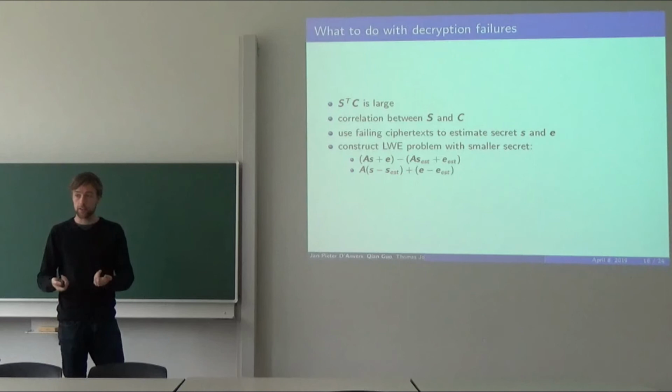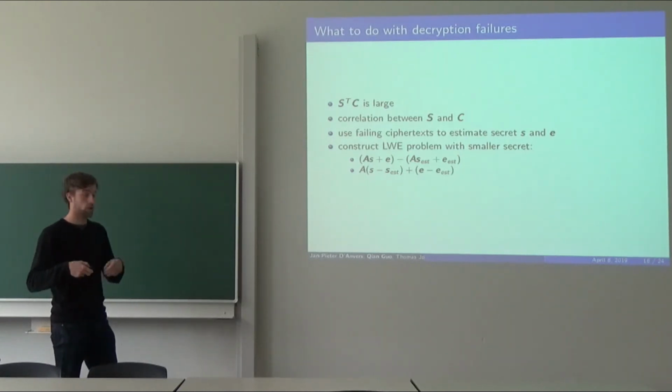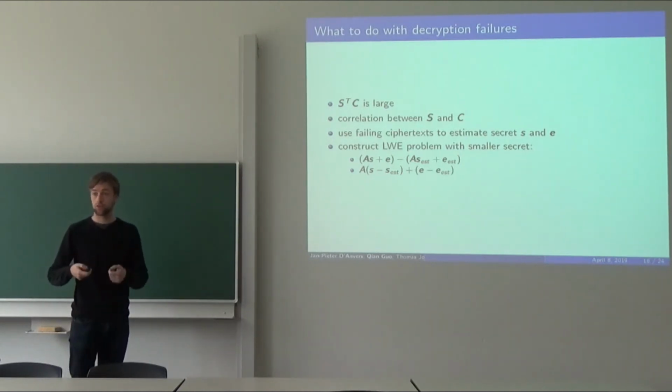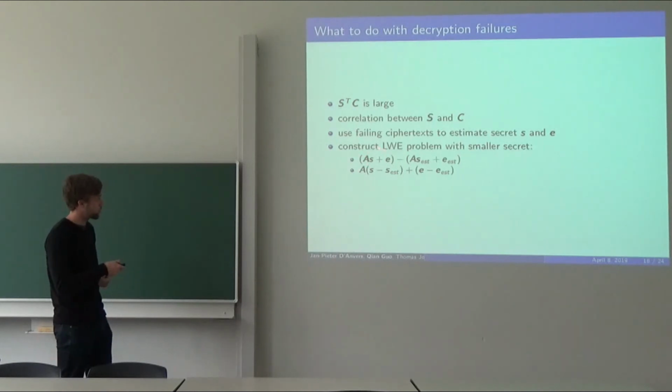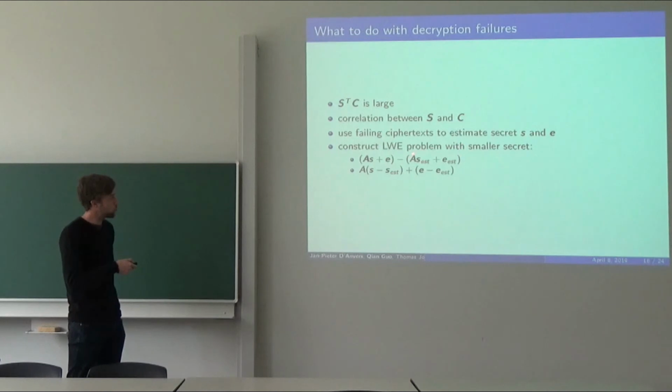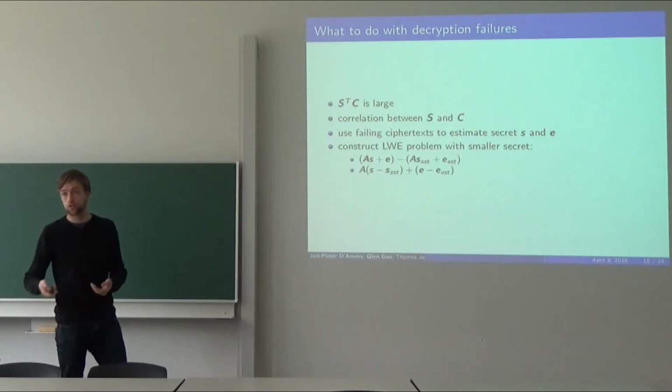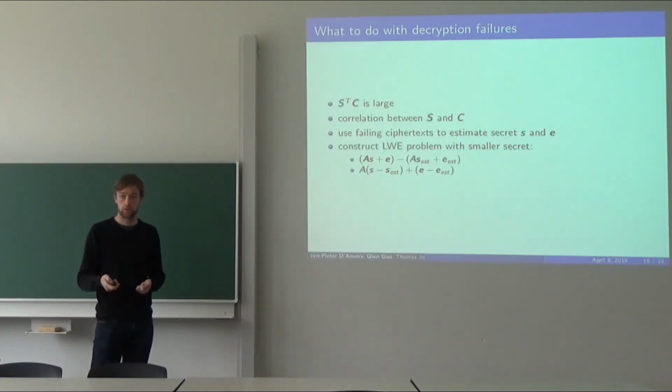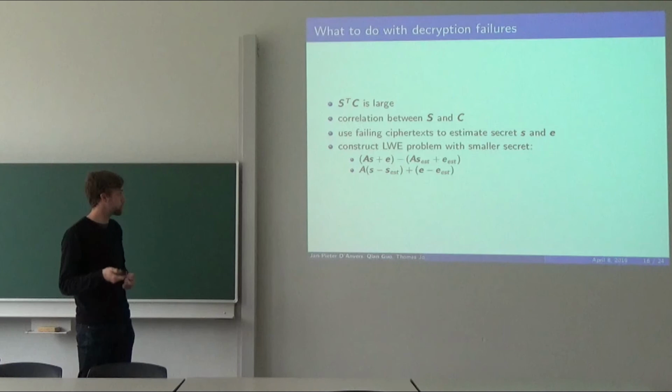And once we have these estimates, we can construct a new LWE problem that's easier to solve. How do we do that? We have our original B from our LWE problem, and we subtract this new LWE problem we construct with the estimates. And what we end up with is a new LWE problem with, if our estimate is good, smaller noise, or a smaller probability distribution there.